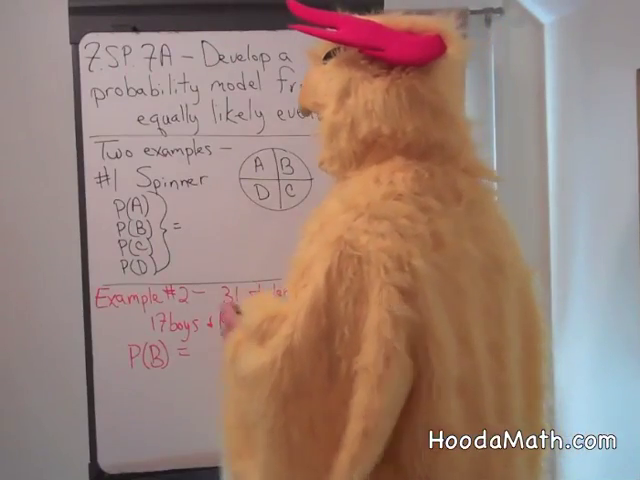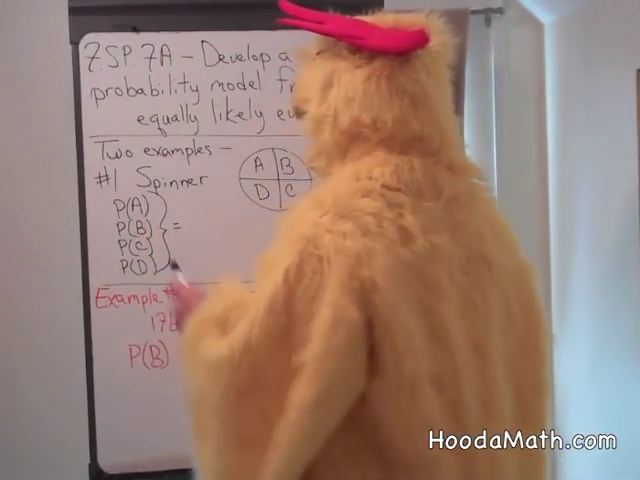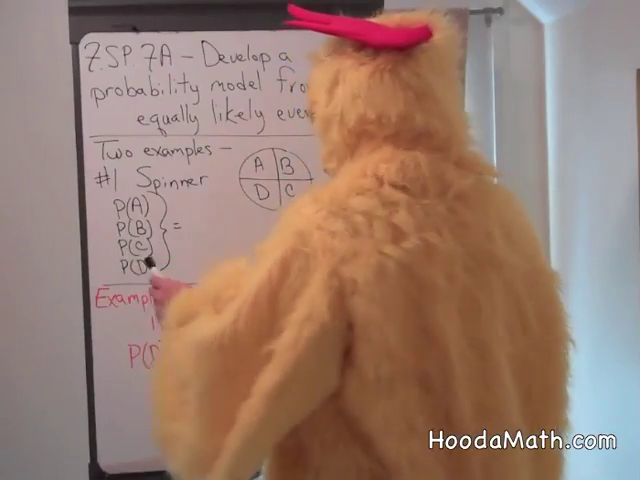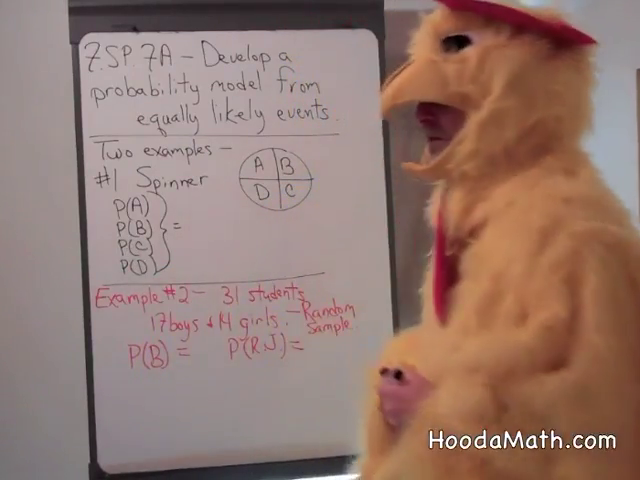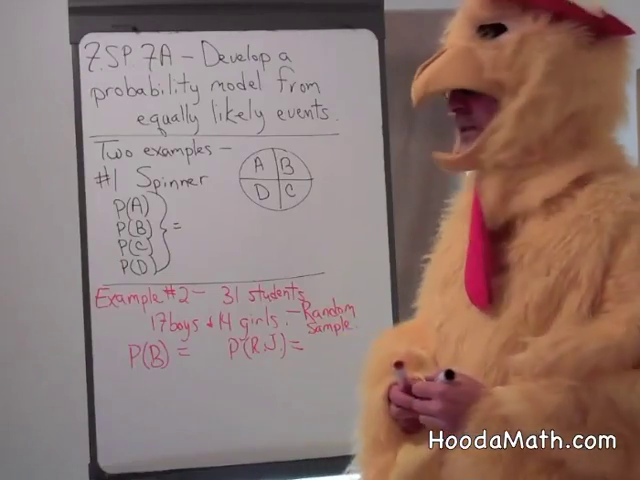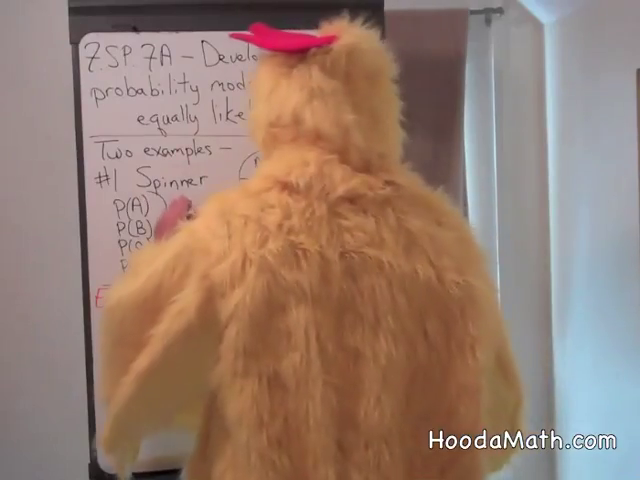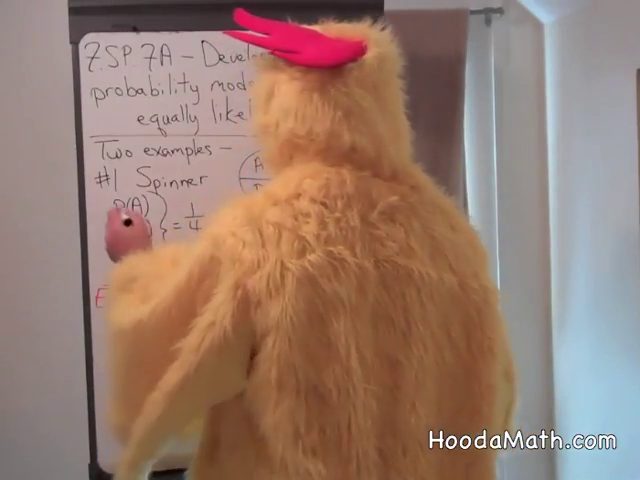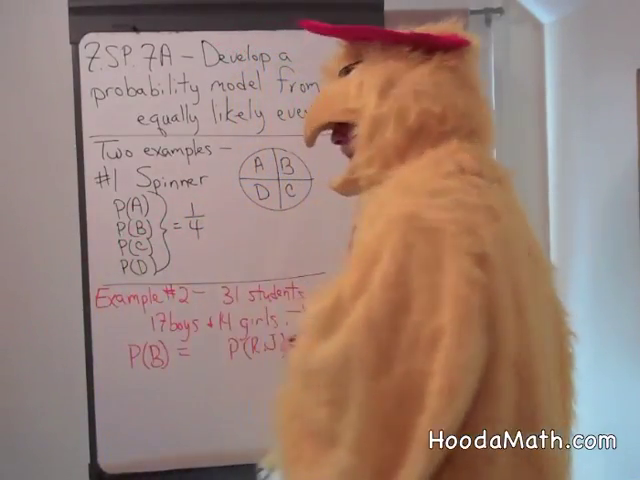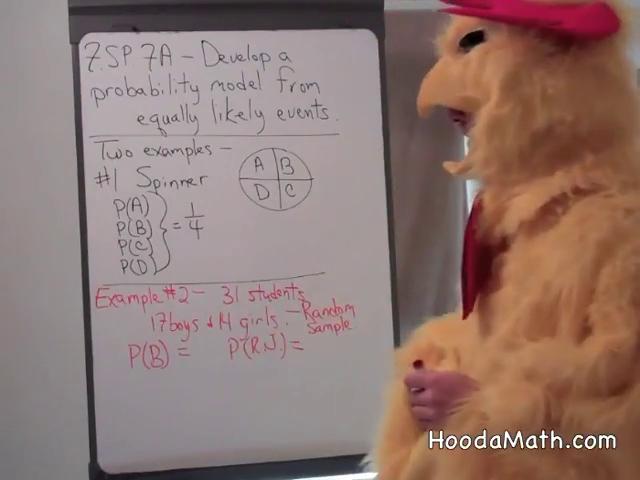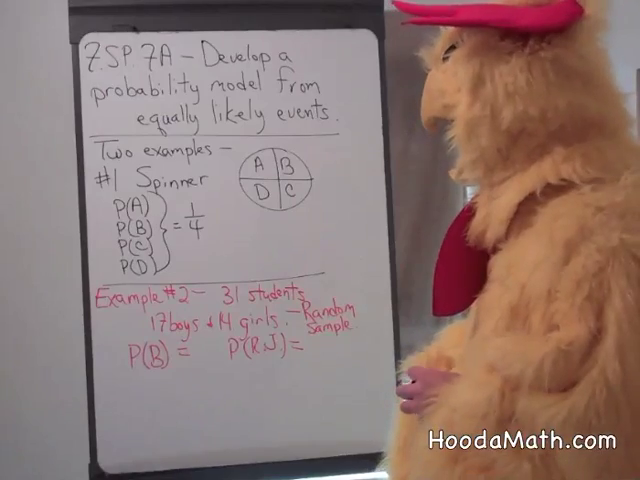How likely is it to come up with an A? What's the probability of getting a B, a probability of a C, and the probability of getting D? Well, they're equally likely, and since there's 4 possibilities, there's a 1 in 4 chance for each one of the probabilities. So the probability of each of those is 1 out of 4.